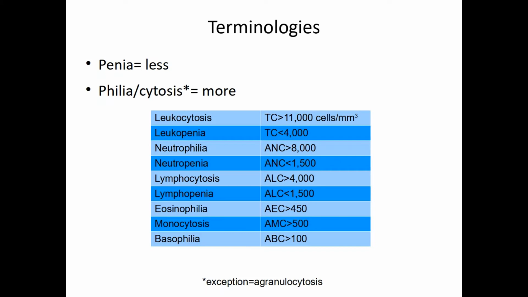Eosinophilia is when absolute eosinophil count is more than 450. In some textbooks you could get this as 500. Monocytosis is when the absolute count is more than 500. And basophilia is when the absolute basophil count is more than 100. Some of the values here, please try to remember. First one is total WBC count, 4,000 and 11,000. Second one is neutrophils, 1,500 to 8,000. And lastly, eosinophilia, that is more than 450. So these are very important as far as your exams are concerned.